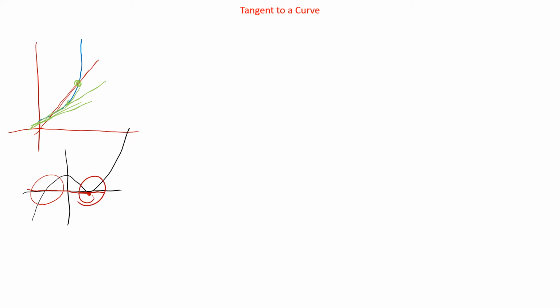So I know that can sometimes be a little bit confusing because people think, well, but it's touching it twice. Yes, but at the point we're looking at, it's only touching it once right there. And it's not crossing through the graph. It's touching the graph, but staying on the same side.